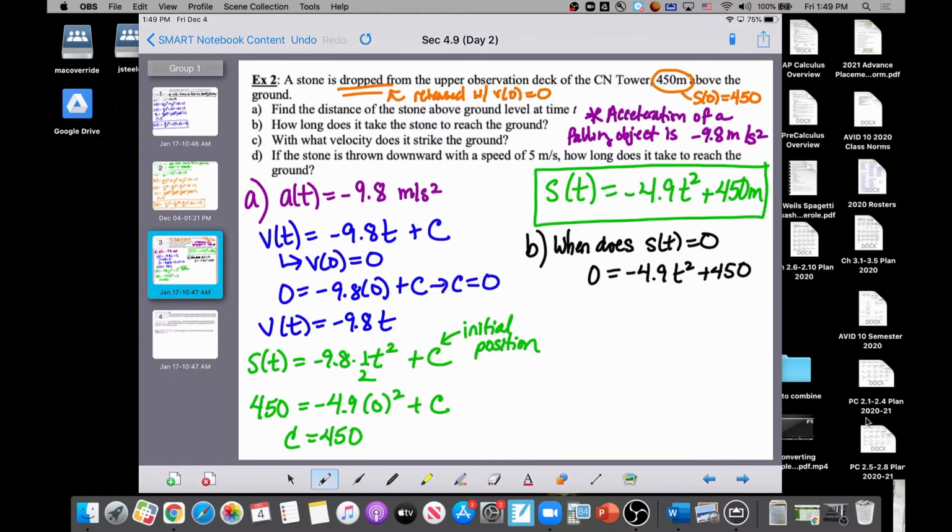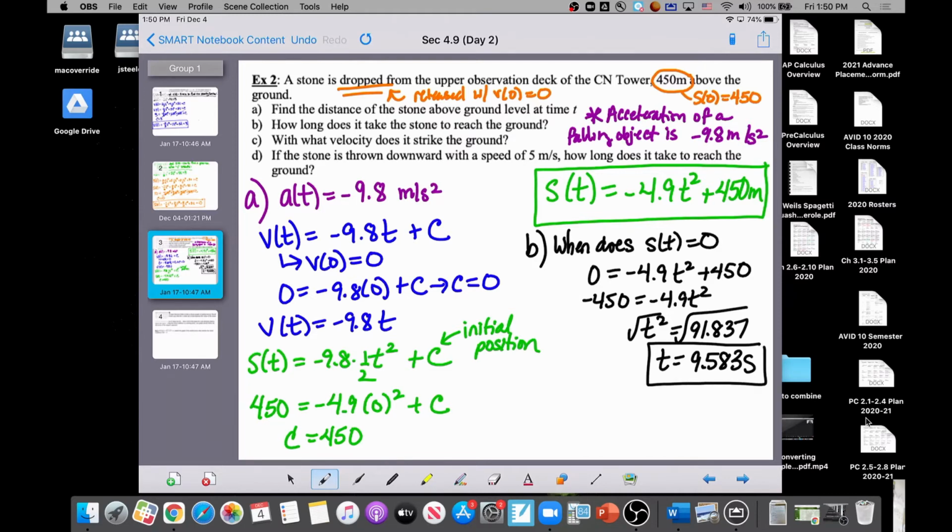And if we solve, we get negative 450 equals negative 4.9 t squared. Divide both sides by negative 4.9. We get t squared equals 91.837. And of course, when we square root that, we're going to get two answers, the plus and the minus. But if we're talking about time, only the positive answer makes sense here. When we square root both sides, we get t equals 9.583 seconds. So that is the answer to part B.